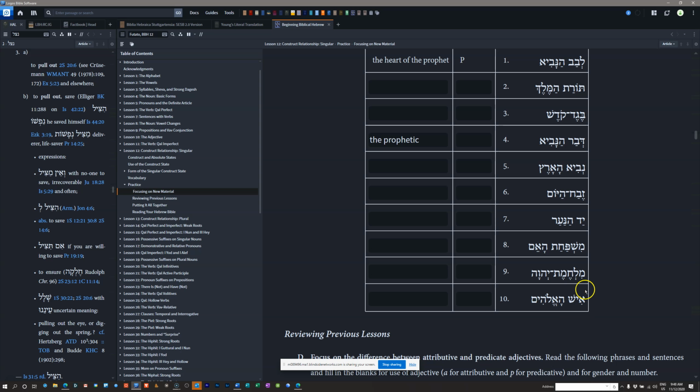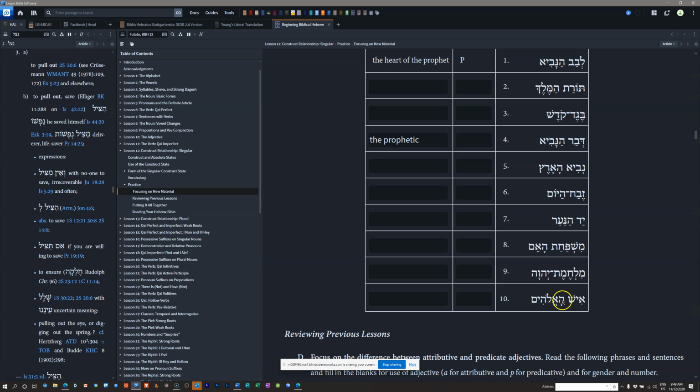In order to determine the definiteness of the construct noun, we have to determine the definiteness of the absolute. We have a definite article, therefore the absolute is definite, which means that the construct is also definite. So this becomes the man of God, or the man of the gods.